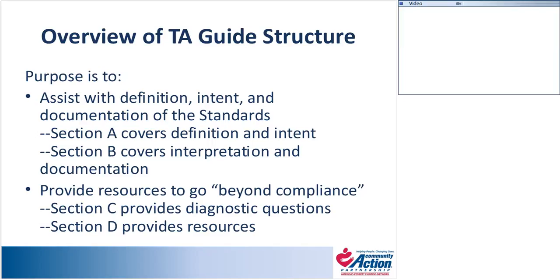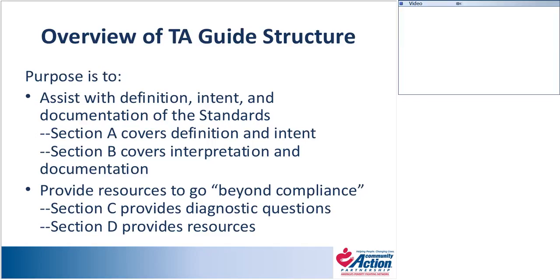Now, the second objective for the Technical Assistance Guide is that it's intended as a capacity building resource, and that's what Section C and D are applied to. So what we suggest is that as agencies go through the standards, they take a little bit of extra time just to do a very quick evaluation, not just of whether they're meeting the standard, but how well they're meeting the standard. And this can just be a very short discussion by the staff who are actually doing the review. But that Section C provides some basic diagnostic questions to help with that discussion.